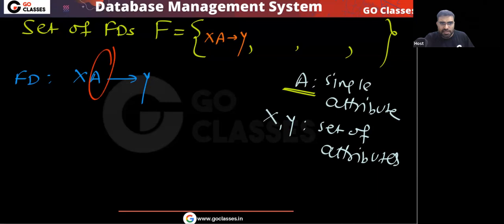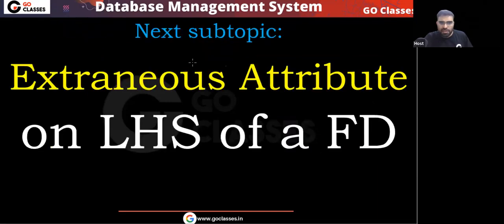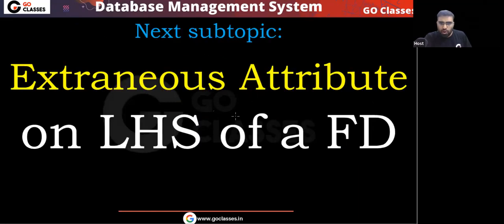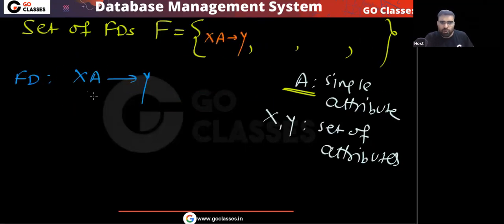Now, when can I say that this A is extra? Remember, our topic is extraneous attributes on the LHS of an FD. If I give you some FD, then on the LHS, which attributes are extra? We want to check this. So what I will do is take care of individual attributes. I will check each attribute. Agree with me? I want to find out on the LHS of the FD which attribute is extra, yes or no. So I will check each attribute on the LHS.